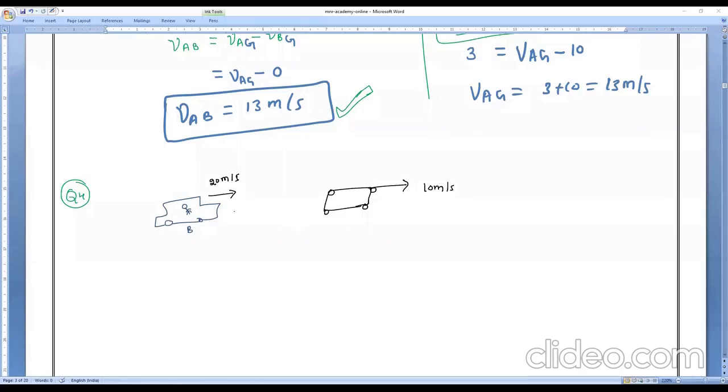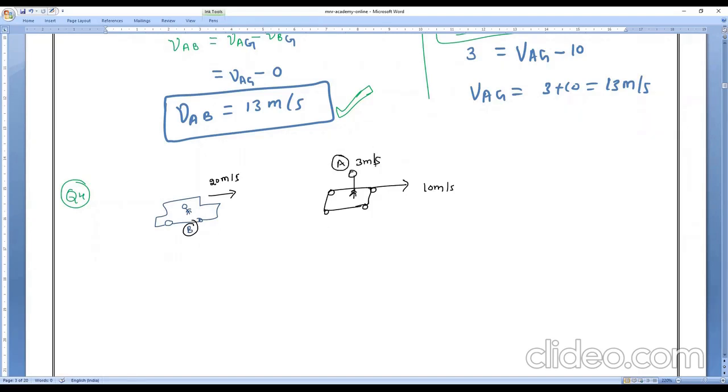So as I told you, one person is driving in a car. The person's name is B, who is traveling with 20 meters per second. Now another person is A, who is traveling in a trolley whose velocity is 3 meters per second. I'm assuming the name of the person is A.